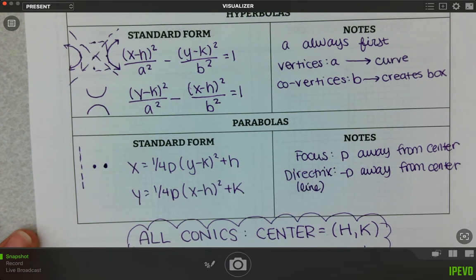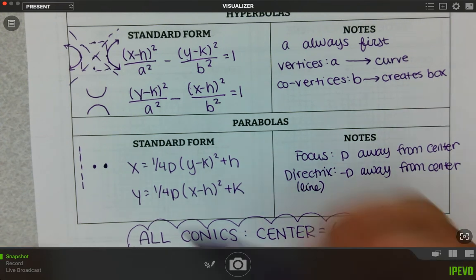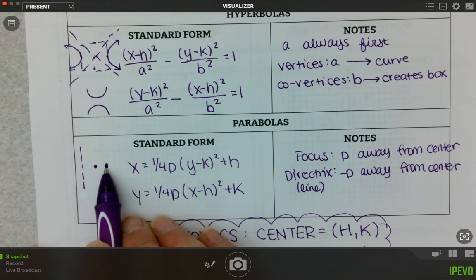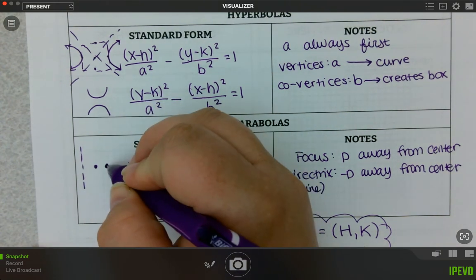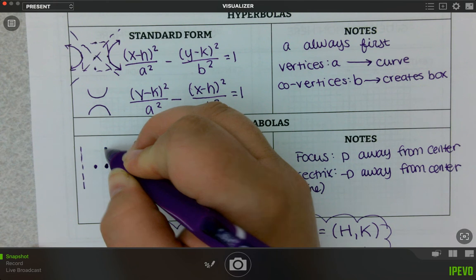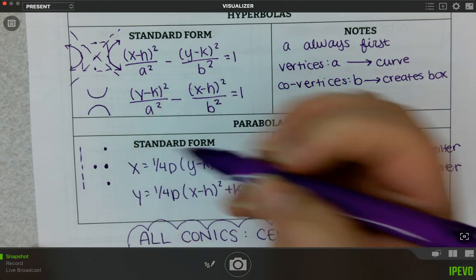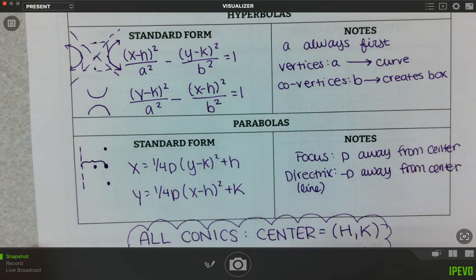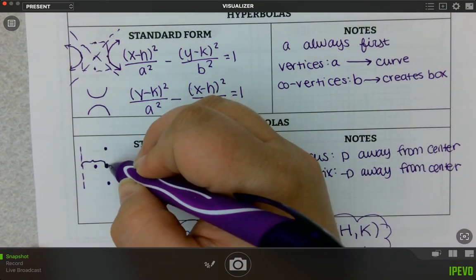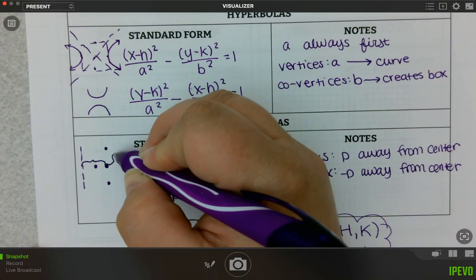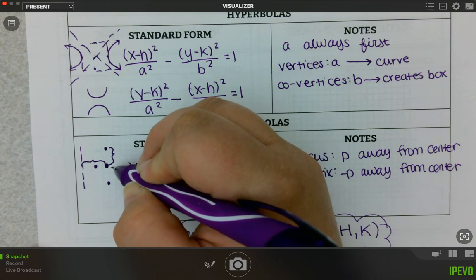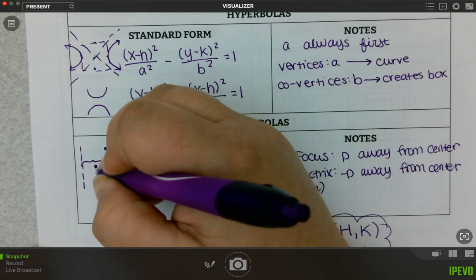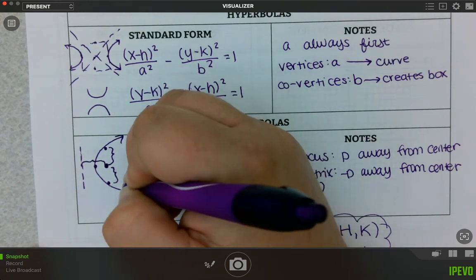And then you do need 2 more points to draw the rest of your parabola. That's where you're going to take the distance from here to here. So I'm going to call that 2 for right now. I would go 2 up and 2 down. So whatever this distance right here is, that needs to match this distance right here and this distance right here. And then it draws a parabola.